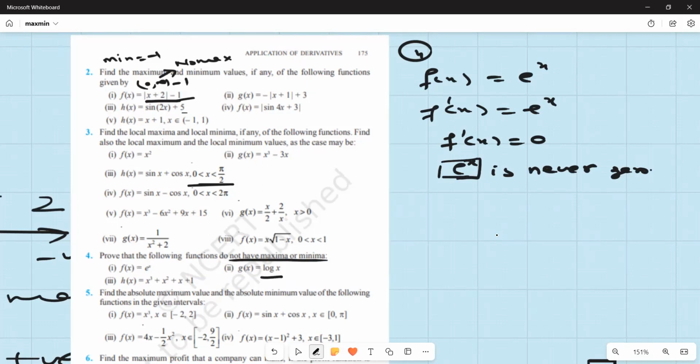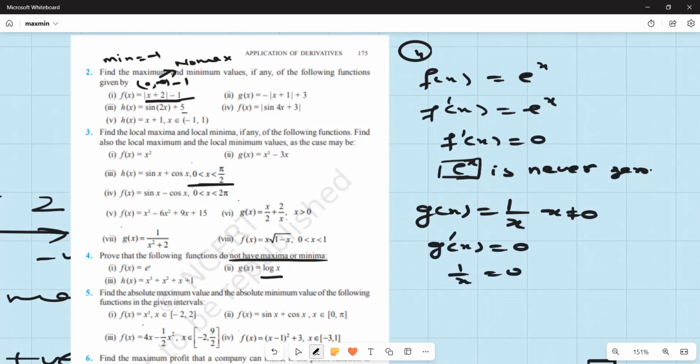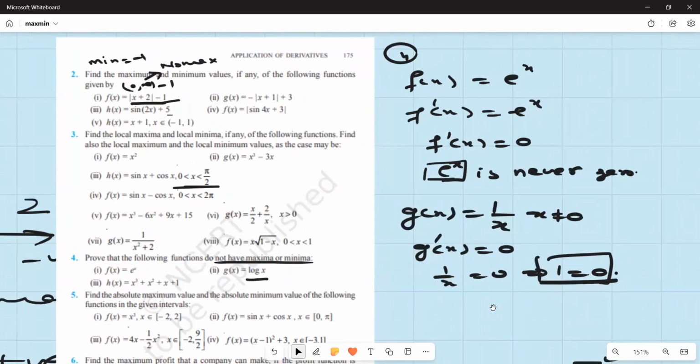Then log x, g of x is equal to 1 by x. So x can't be 0. If f dash x is equal to 0, I am getting 1 by x is equal to 0, implies 1 is equal to 0, which is not defined. So no absurd values are being given. Next, x cube.